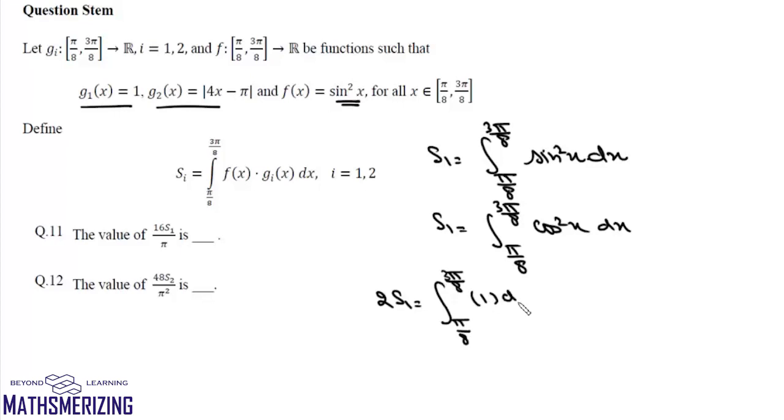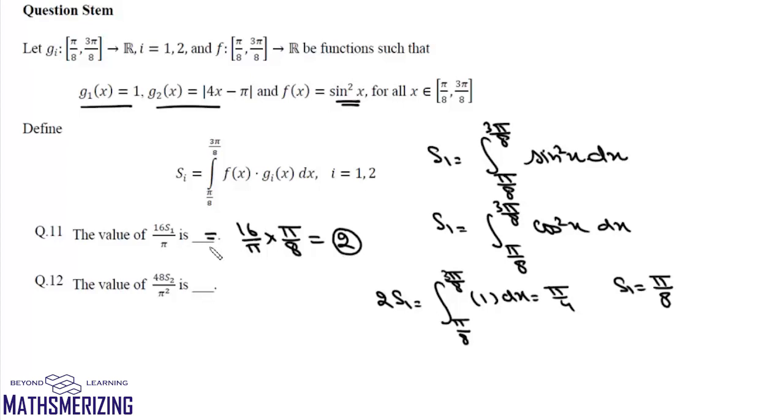And sin square x plus cos square x will be simply 1. So it will be 3 pi by 8 minus pi by 8, so that will be simply pi by 4. So value of S1 is pi by 8. Now we need to find the value of 16 S1 upon pi. So 16 S1 upon pi will be 16 upon pi into pi by 8, which is nothing but 2. So answer to this question is 2.